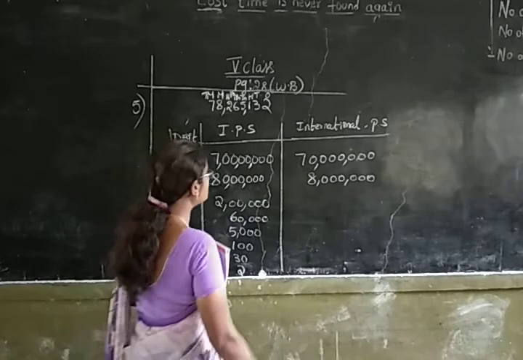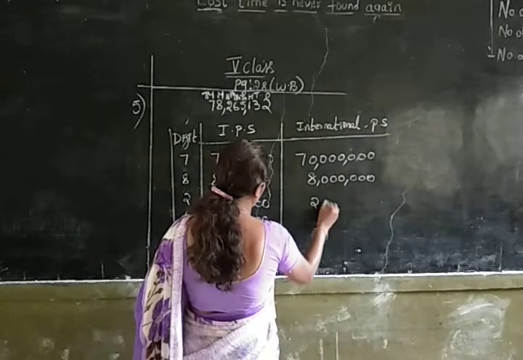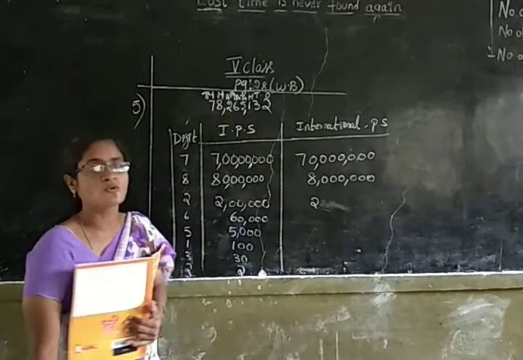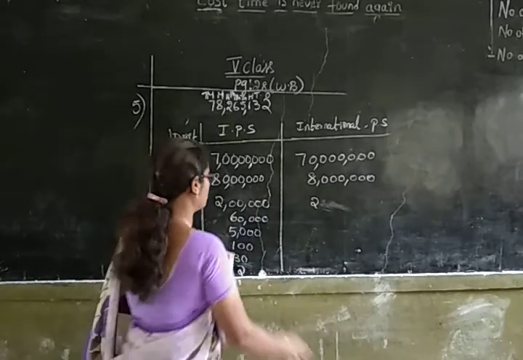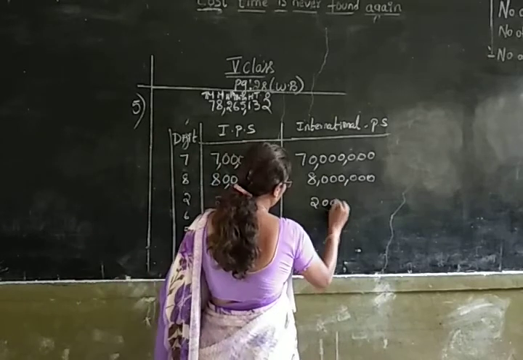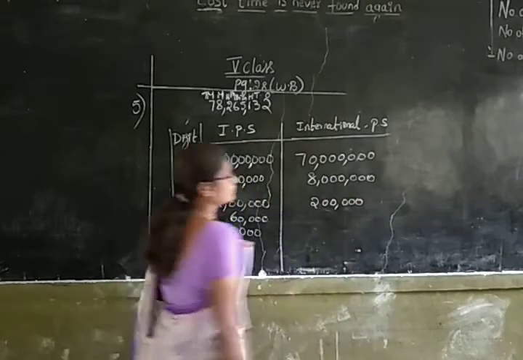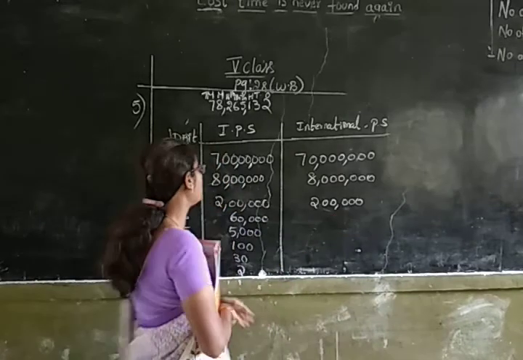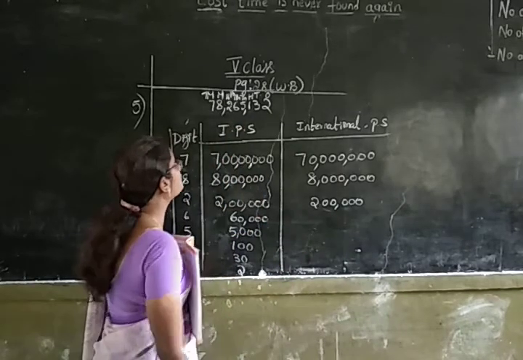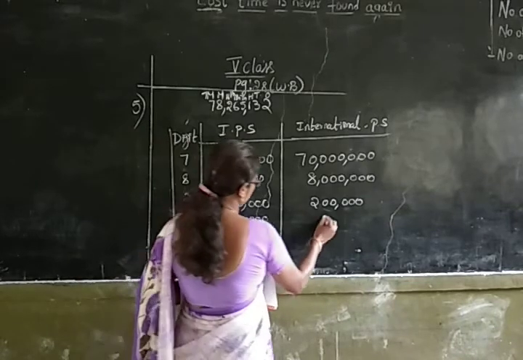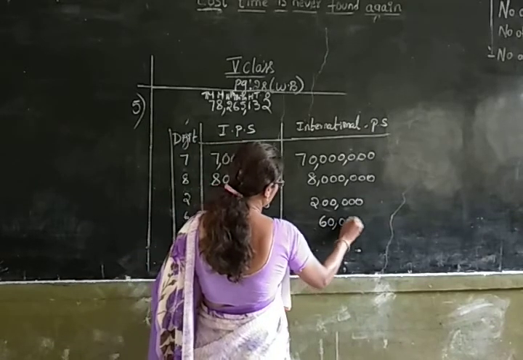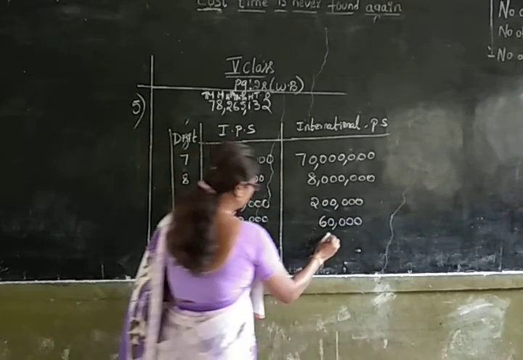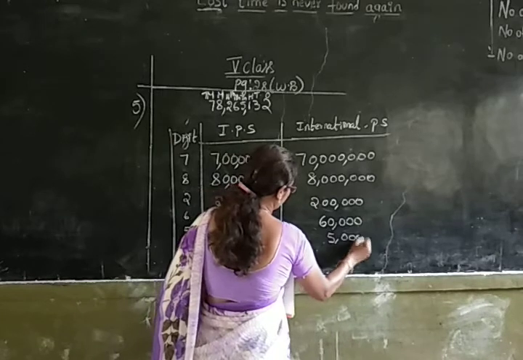Next, 2 is in 100 millions, sorry children, 2 is in 100,000 place. So its place value is 200,000. Here you have to place the comma after 3 numbers. Next, 6 is in 10,000 place. So its place value is 60,000. Next, 5 is in thousands place. So its place value is 5,000.